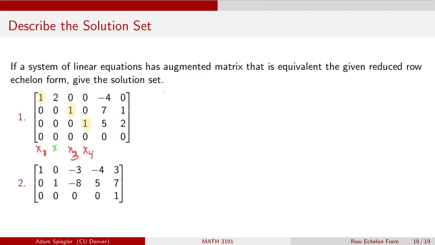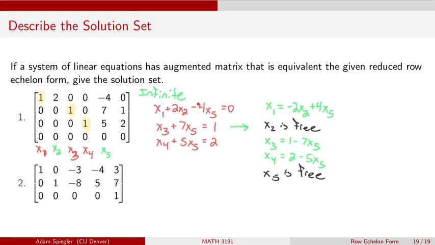These columns that do not have a pivot correspond to free variables. So I can see that x2 is free and x5 is free. This tells me right away, before I even write out the solution set, that here we have an infinite number of solutions. What's going to be useful is to write out these solutions in terms of each of the basic variables: x1 equals this, x3 equals this, x4 equals that. So let me write out each of these equations.